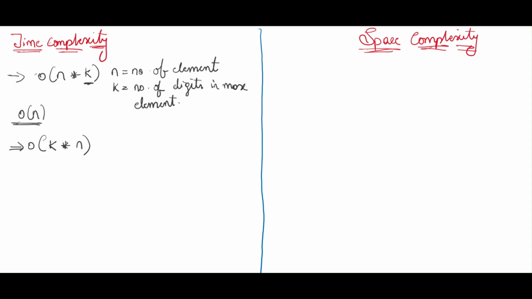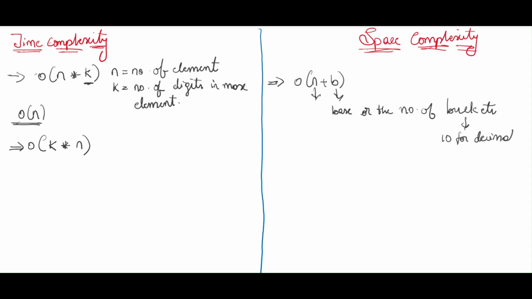What about the space complexity? The space complexity of the radix sort is order of n plus b. n means the number of elements. What does b mean? b is the base, or the number of buckets. Don't worry about the meaning of buckets. For example, b is 10 for decimal numbers, decimal digits. This is the example you can understand here.